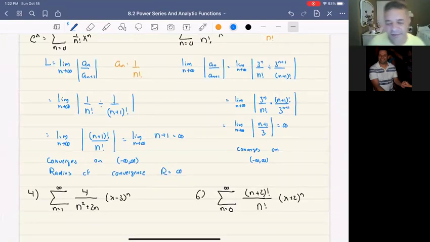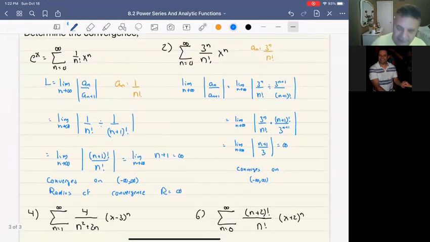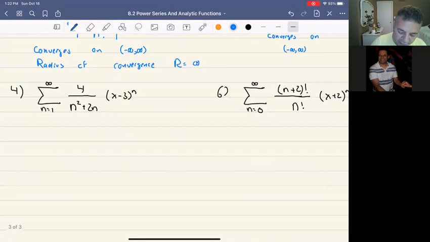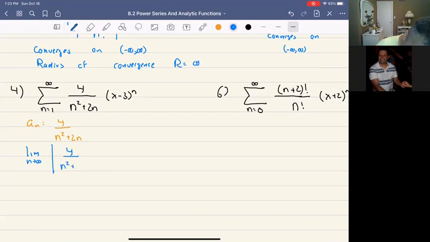Okay, let's try this next one, number 4. Let me just make sure you guys got a chance to pause it and get it. Okay. All right, number 4. 4 over n squared plus 2n times x minus 3 to the n. Okay, well, let's take a sub n is 4 over n squared plus 2n. Okay, so we're going to take the limit as n goes to infinity of 4 over n squared plus 2n divided by a sub n plus 1, 4 over n plus 1 squared plus 2n plus 1.